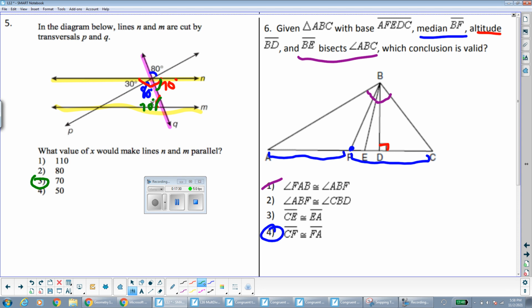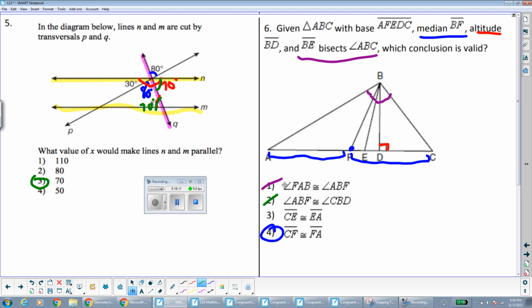Answer choice 2 says angle ABF, that's right over here, is congruent to angle CBD. Well, I don't know that. I knew that I have an angle bisector, but BE is the angle bisector. So from here to BE is the same as from BE to the other end of the angle. I don't know if these two parts of the angle are congruent. I have no idea. Don't know anything about those relationships. So I'm going to cross out that answer choice. We have no reason to believe that those two angle parts are congruent to each other. Let me get rid of that.